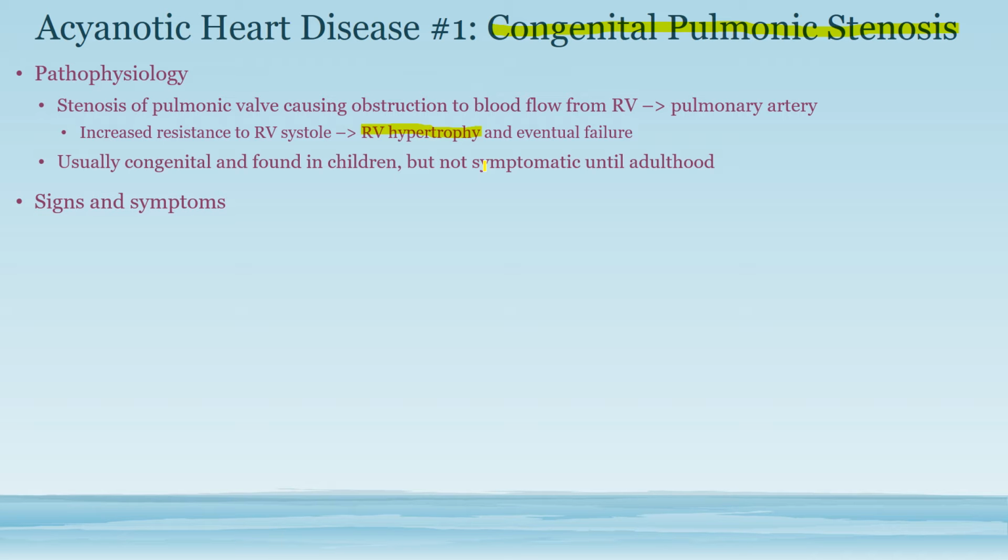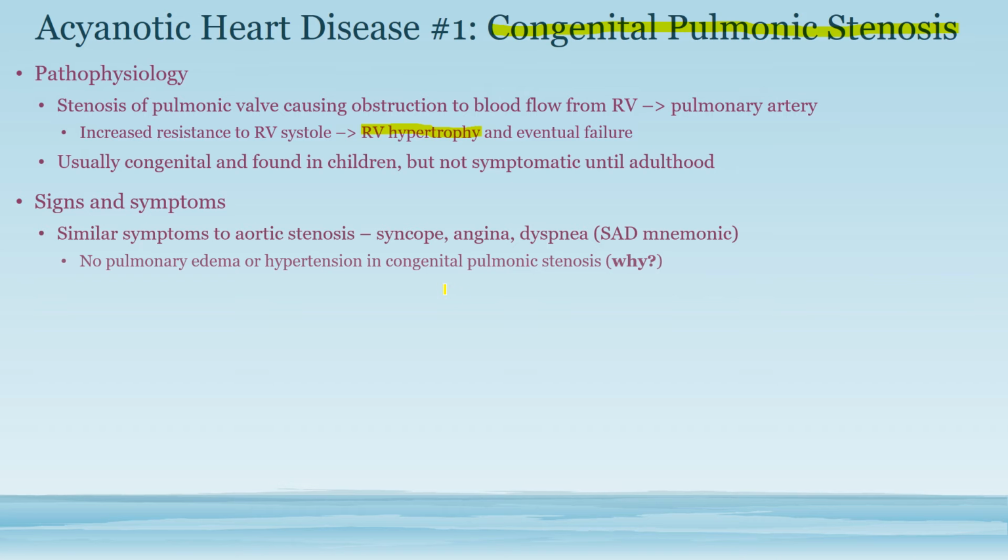So what are some signs and symptoms of congenital pulmonic stenosis? It's very similar to aortic stenosis, just on the other side. So you get the same syncope, angina, and dyspnea because the right ventricle is hypertrophying. You can't get as much blood to the left side of the heart, so you can get syncope because you're not getting as much forward blood flow. Dyspnea because not enough blood is going to the lungs, so you can't meet the metabolic demands of the body. And angina because the right ventricle will be so hypertrophied that it cannot get enough coronary blood supply, leading to chest pain. There's no pulmonary edema or hypertension.